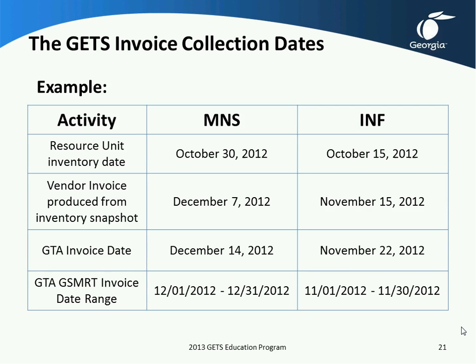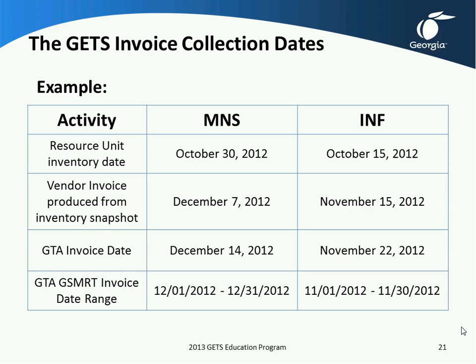Same thing on the infrastructure side. October 15th would be the inventory date. The invoice would show up on November 15th. GTA invoice date would be November 22nd, and the G-Smart invoice date range would be November 1st through November 30th.